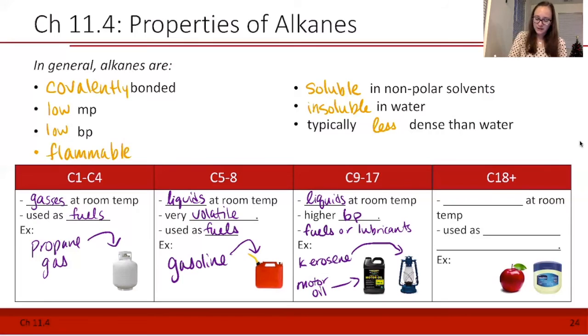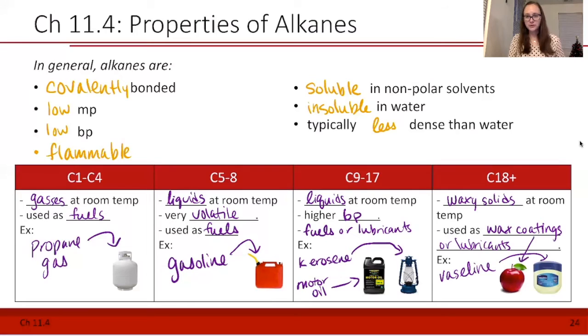And our last one is C18 plus. They are waxy solids at room temperature. They are typically used as wax coatings or lubricants. So things like grease or Vaseline, or even the wax on top of the apples that you get at the grocery store to help them look shiny and keep them all nice and bright color. Those are all alkane chains. They're just really large alkanes.